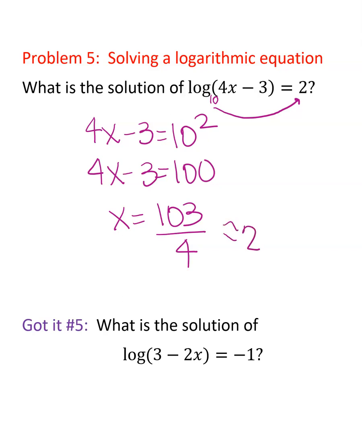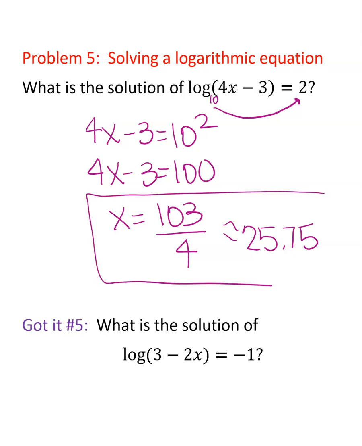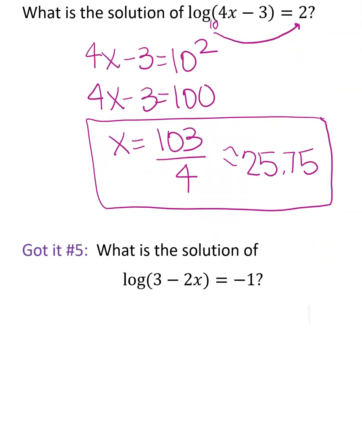Add 3 and divide by 4, which is approximately 25.75. Again, you can plug it in. If you keep the 103 over 4, it should hit 2 exactly. If you only type in 25.75, it's probably going to be close to 2. You can pause here and practice got it question number 5.